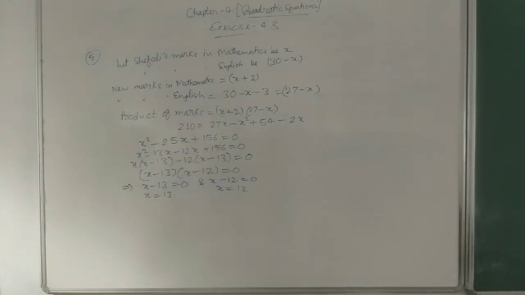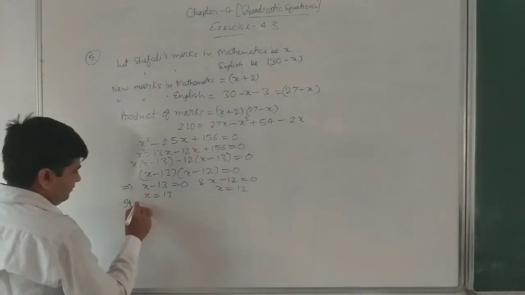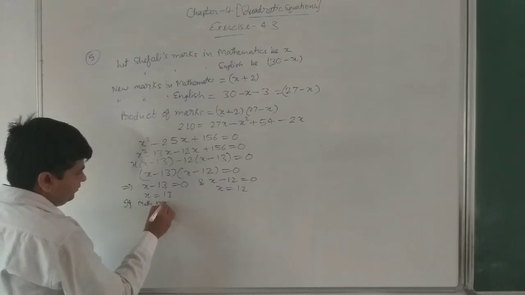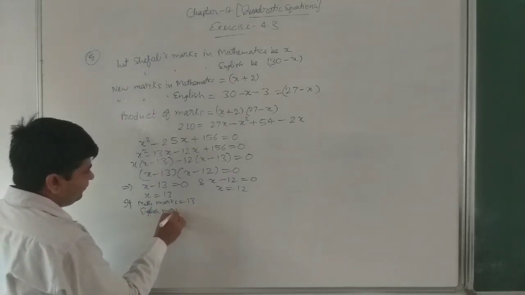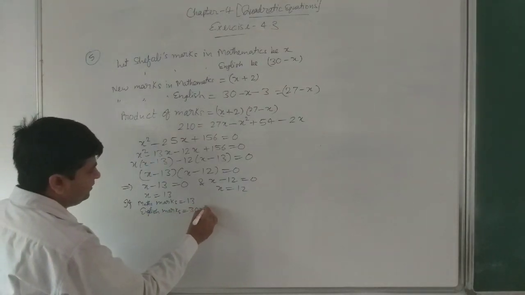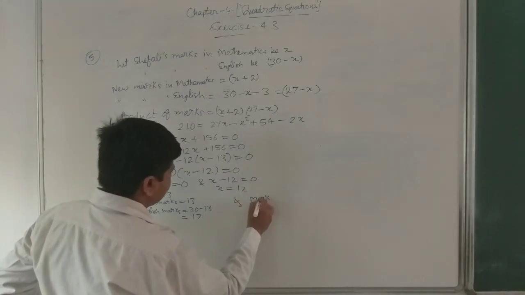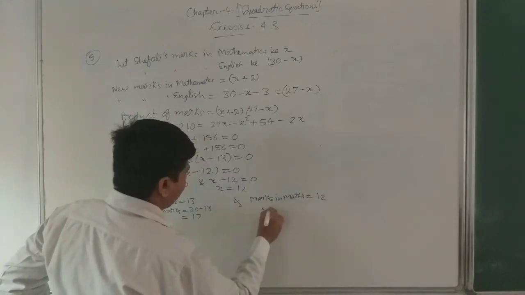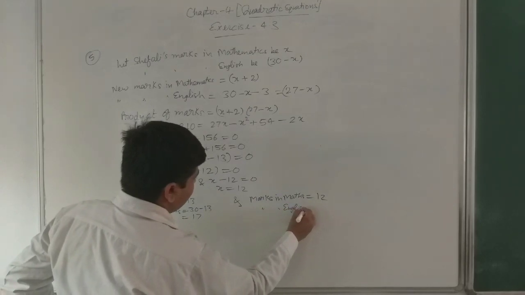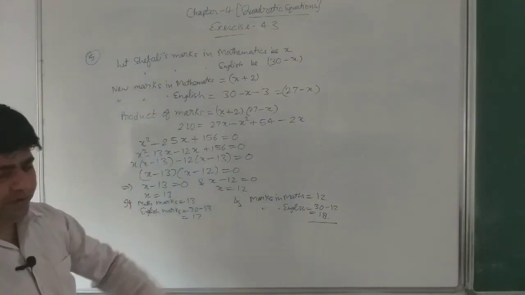Means maths marks can be two, either 13 or 12. So if maths marks equals to 13, then English marks, that one, 30 minus x, so 30 minus 13, that means 17. Now if we assume 12, marks in maths equals to 12, then marks in English will be 30 minus 12, that will be 18. So there are two answers, 13 and 17, and 12 and 18.